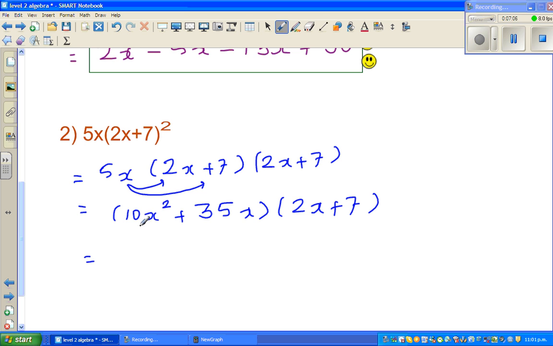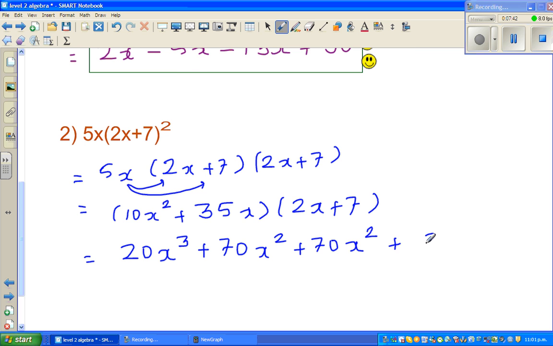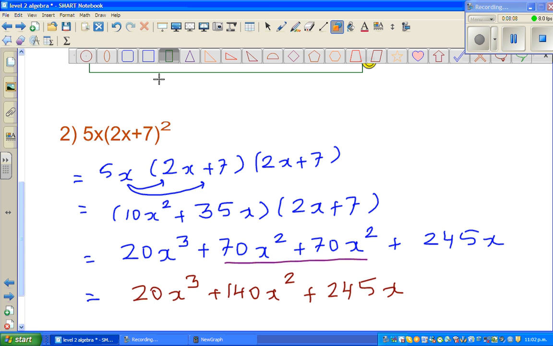Now using the FOIL method, first term 10x squared times 2x is 20x cubed, then 10x squared times 7 is 70x squared, then you've got this again, 35x times 2x is again 70x squared, plus 35 times 7. I'll use my calculator, not my brain. 35 times 7 is 245, plus 245x is the answer. Now you can simplify this. 70x squared plus 70x squared is 140x squared, plus 245x. That's what I claim to be the answer, but I want to check my answer.